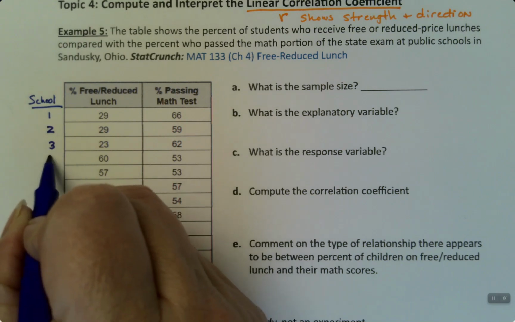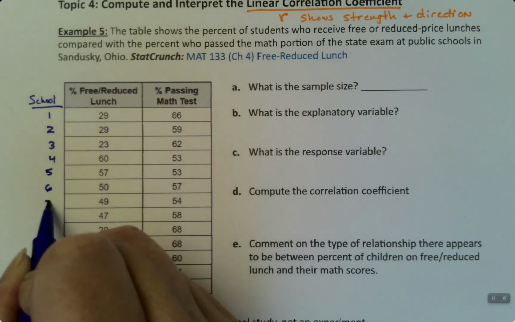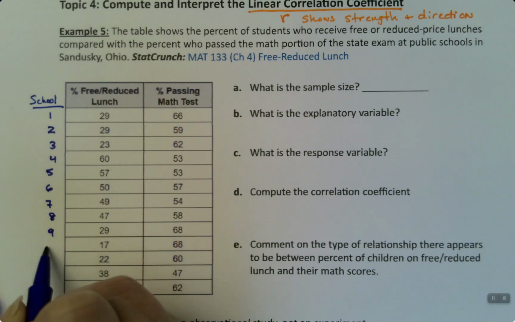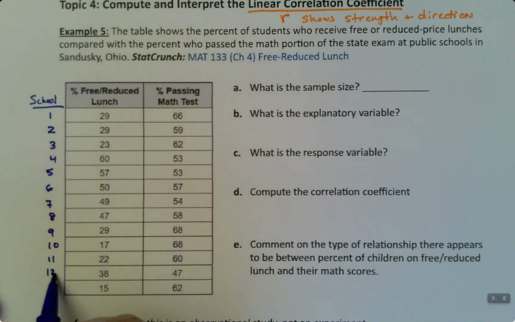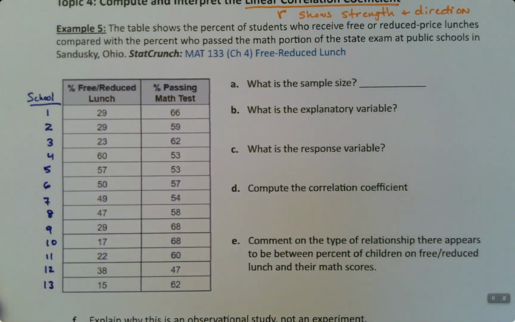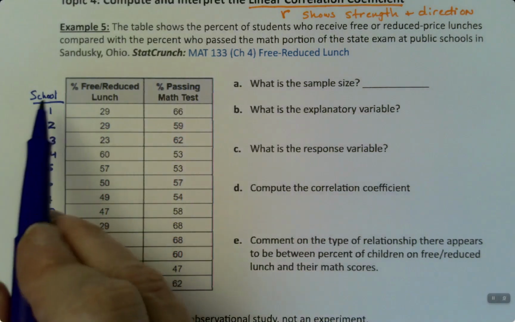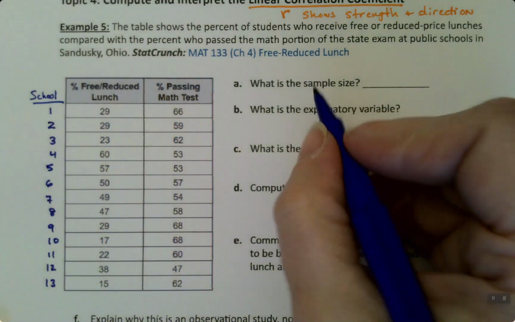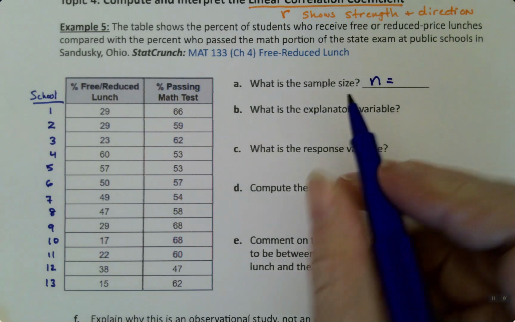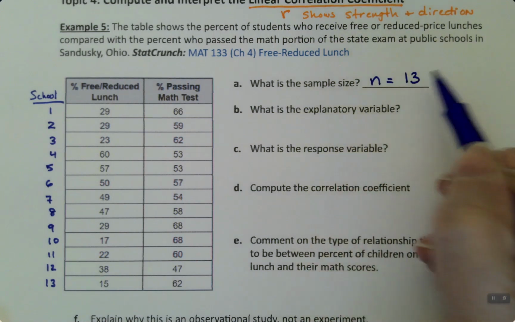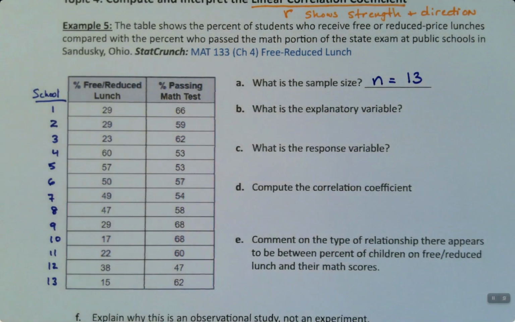So we can count 4, 5, 6, 7. You, of course, don't have to write this as its own column. I'm doing that for the sake of the notes so you'll understand where it comes from. And we can see there's 13 rows. So that means the sample size, the number of schools, is 13. Little n, the lowercase n, is the symbol for sample size. It stands for number.